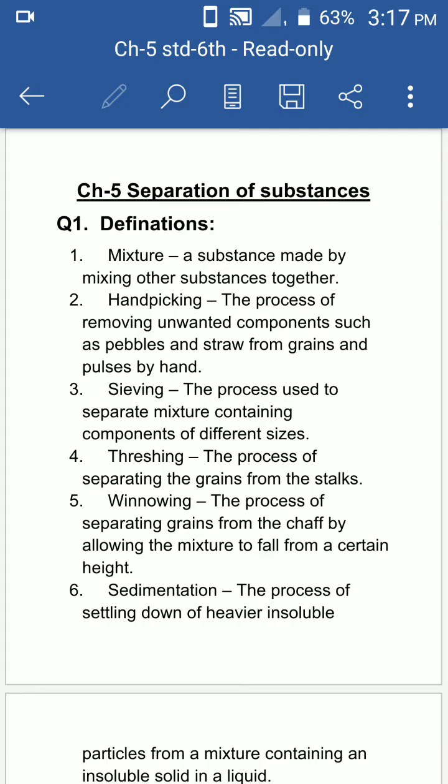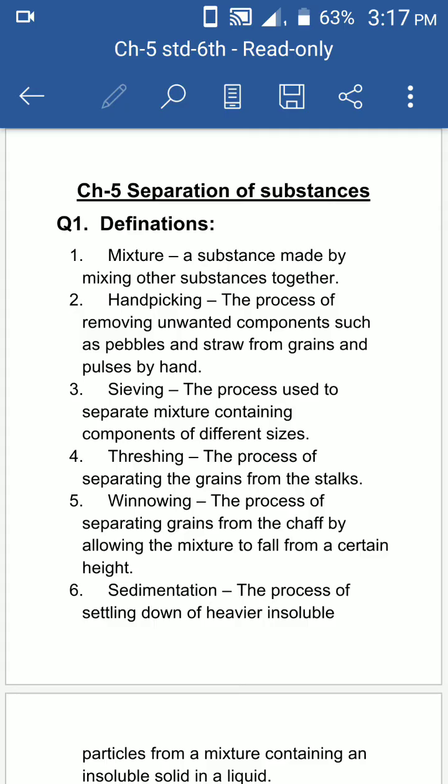Second, handpicking, the process of removing unwanted components such as pebbles and straw from grains and pulses by hand. Third is sieving, the process used to separate a mixture containing components of different sizes. Fourth is threshing, the process of separating the grains from the stalks.